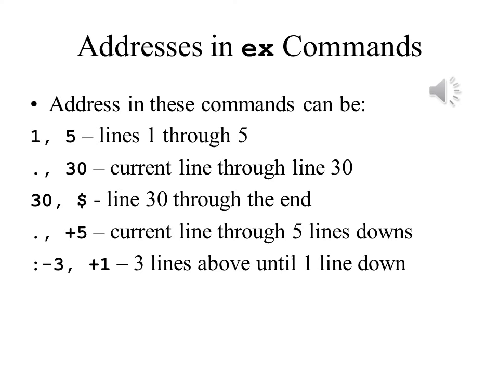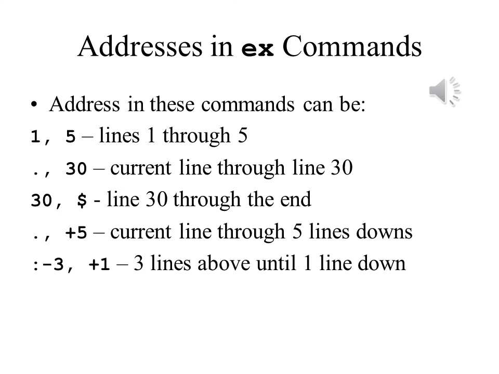When we talk about addresses in terms of EX commands, we're talking about the line number or the range of line numbers. So if I wrote 1,5s, I would be looking to do this substitution on the lines 1 through 5. .,30 would be from the current line all the way through the 30th line. 30,$ would be from line 30 to the end.